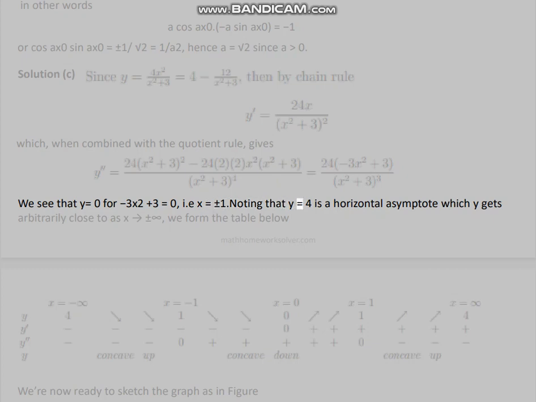Noting that y equals 4 is a horizontal asymptote, which y gets arbitrarily close to as x goes to plus or minus infinity, we form the table below. mathhomeworksolver.com. We're now ready to sketch the graph as in the figure.